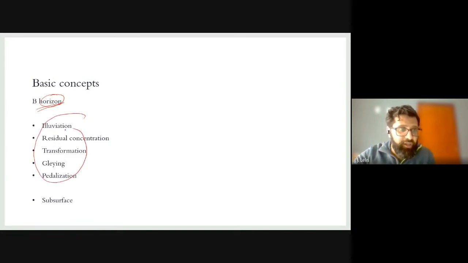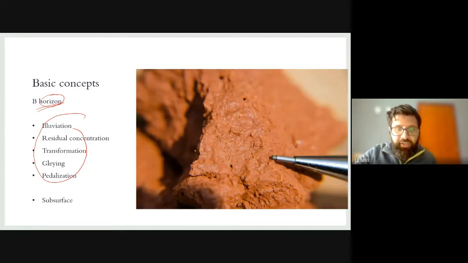Eluviation of clay from surface to subsurface horizons can produce a B horizon like this. Clay eluviation concentrates clay in subsurface horizons and produces this shiny surface. This kaolinite subsurface soil produces a shiny surface of clay coating of peds, and it's quite useful to identify a B horizon.